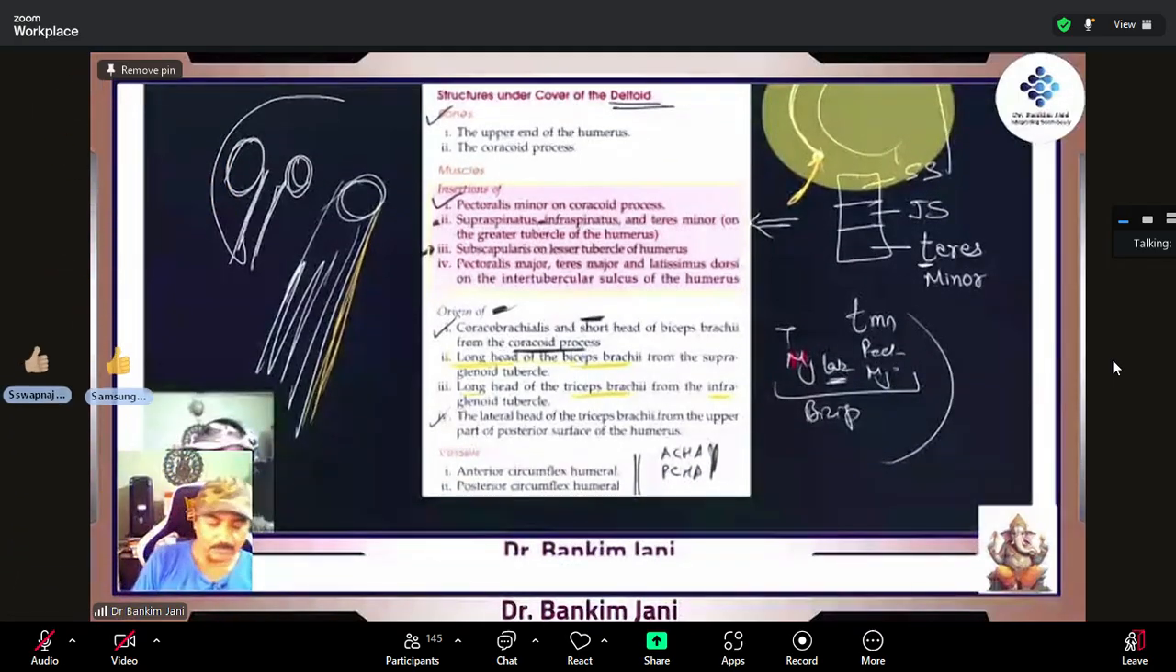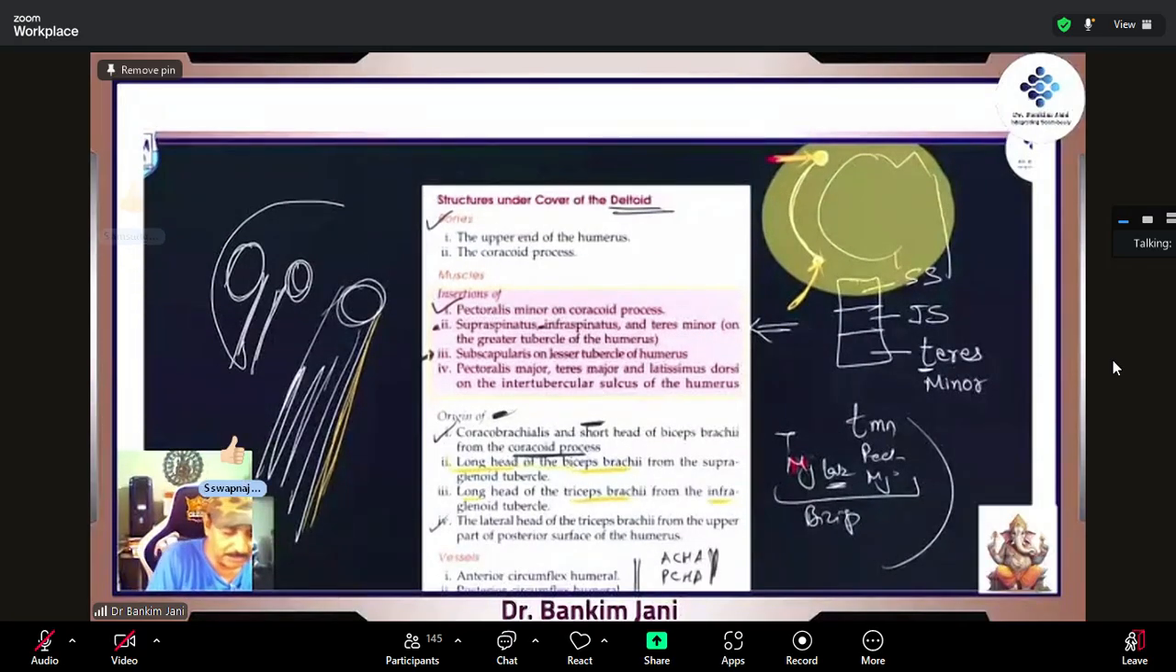Next is the origin of coracobrachialis. Do you remember coracobrachialis? Yes, from the coracoid process, brachialis. Brachialis is arm. It is going towards the arm. So that simple muscle which is coming all the way to the coracoid process from the arm, the deltoid covers it. Right? Coracoid is also covered. So that is also covered.